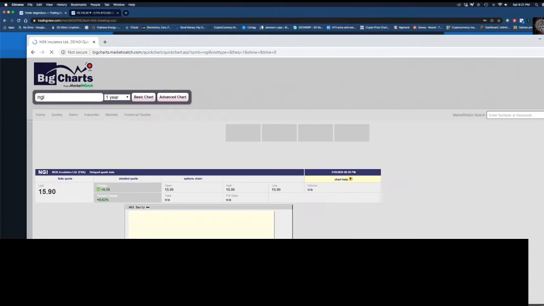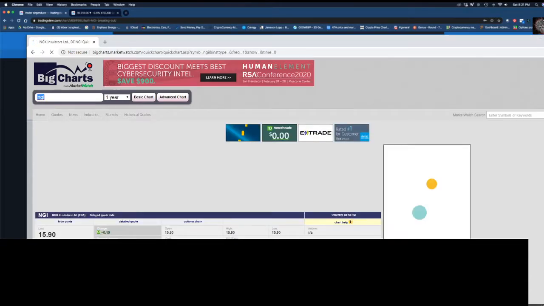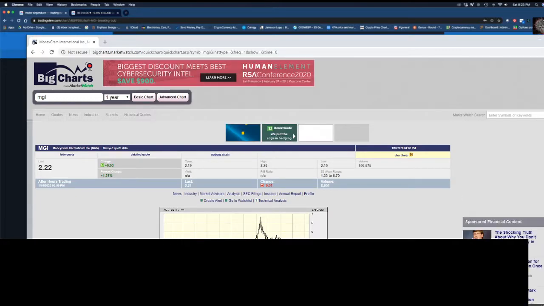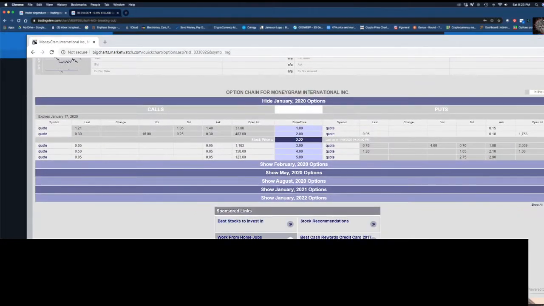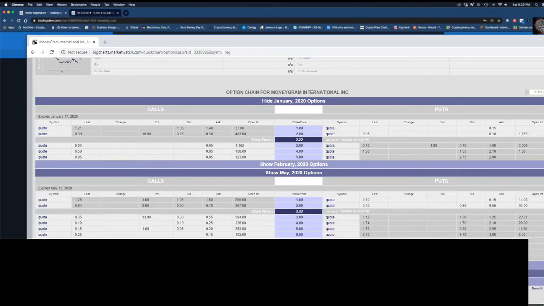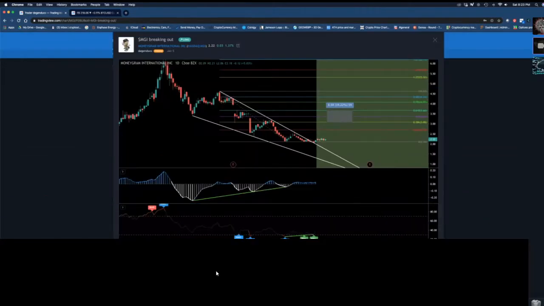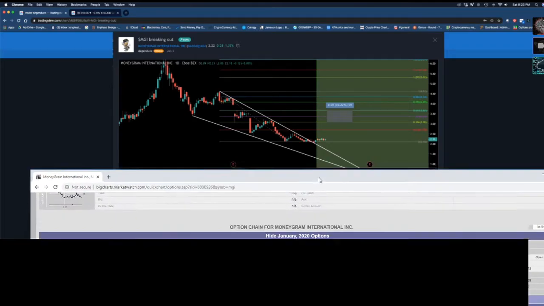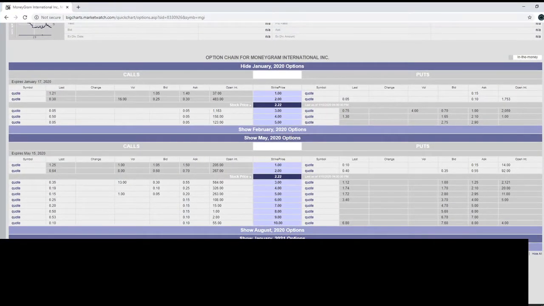MGI, typing in the ticker. Oh, oops, not NGI. MGI. This one we'll play a different way. We'll play it according to my rules, which are about 2 to 3 months out. So I'll do May for safety reasons. 350. All right.